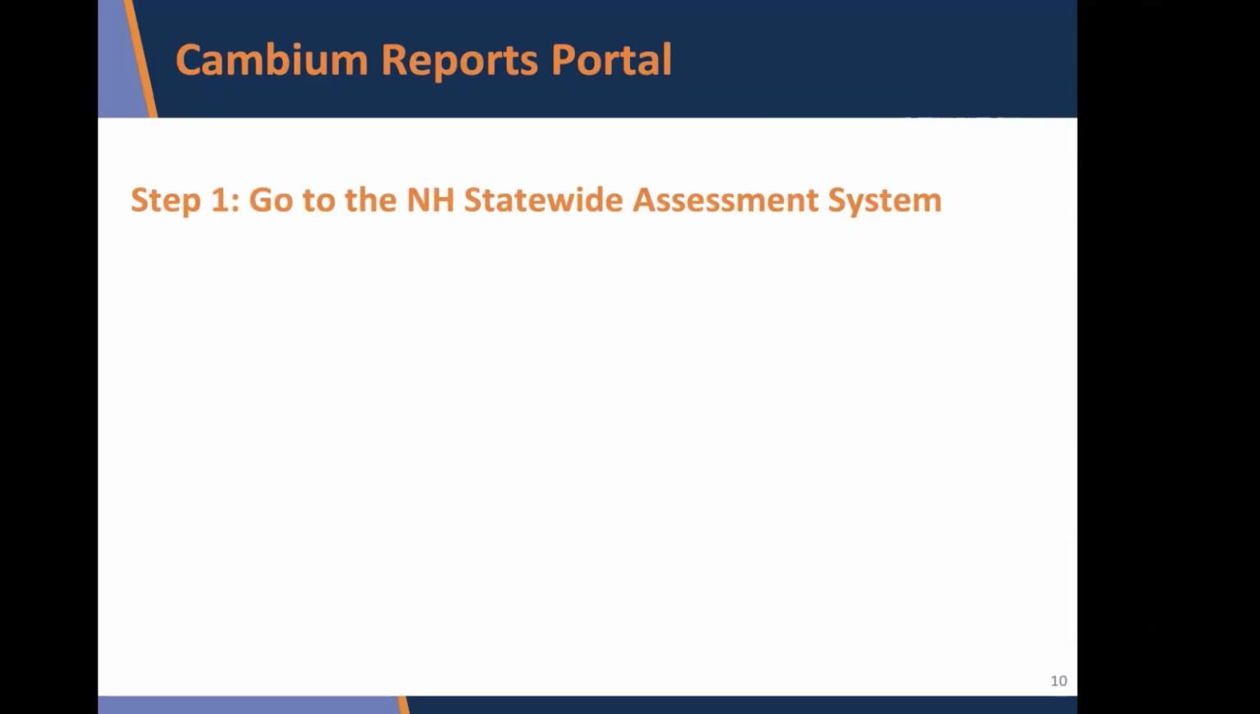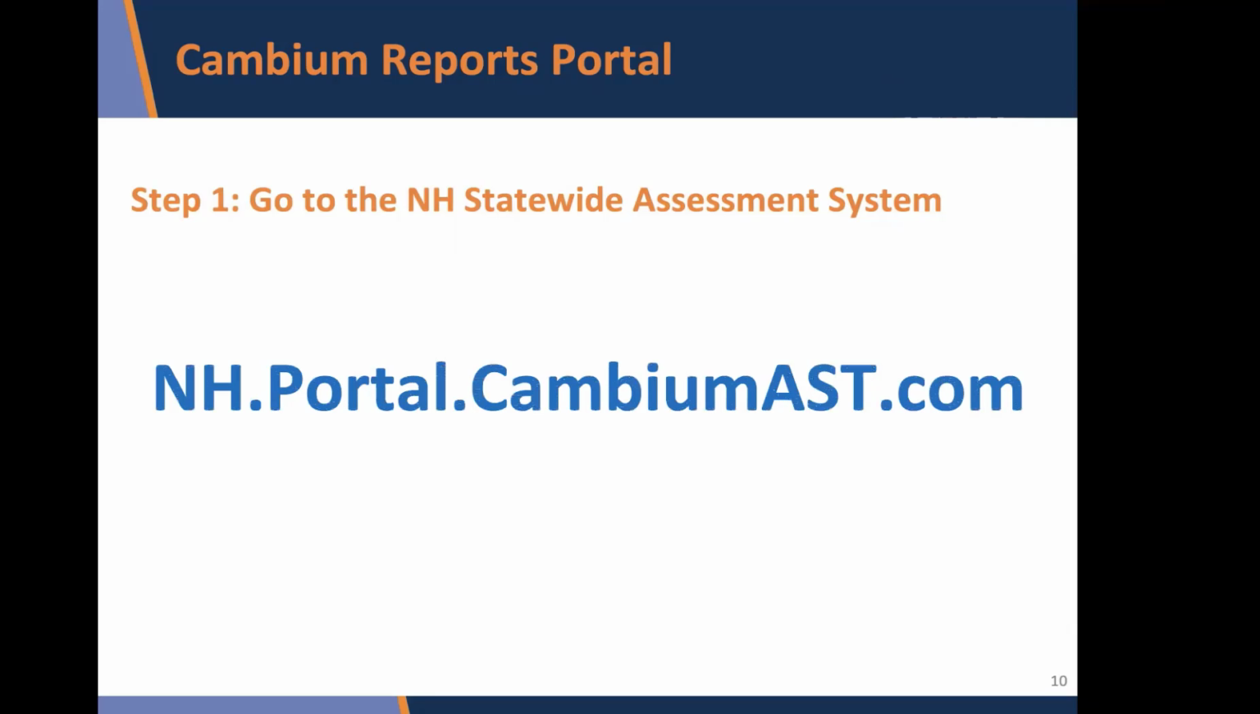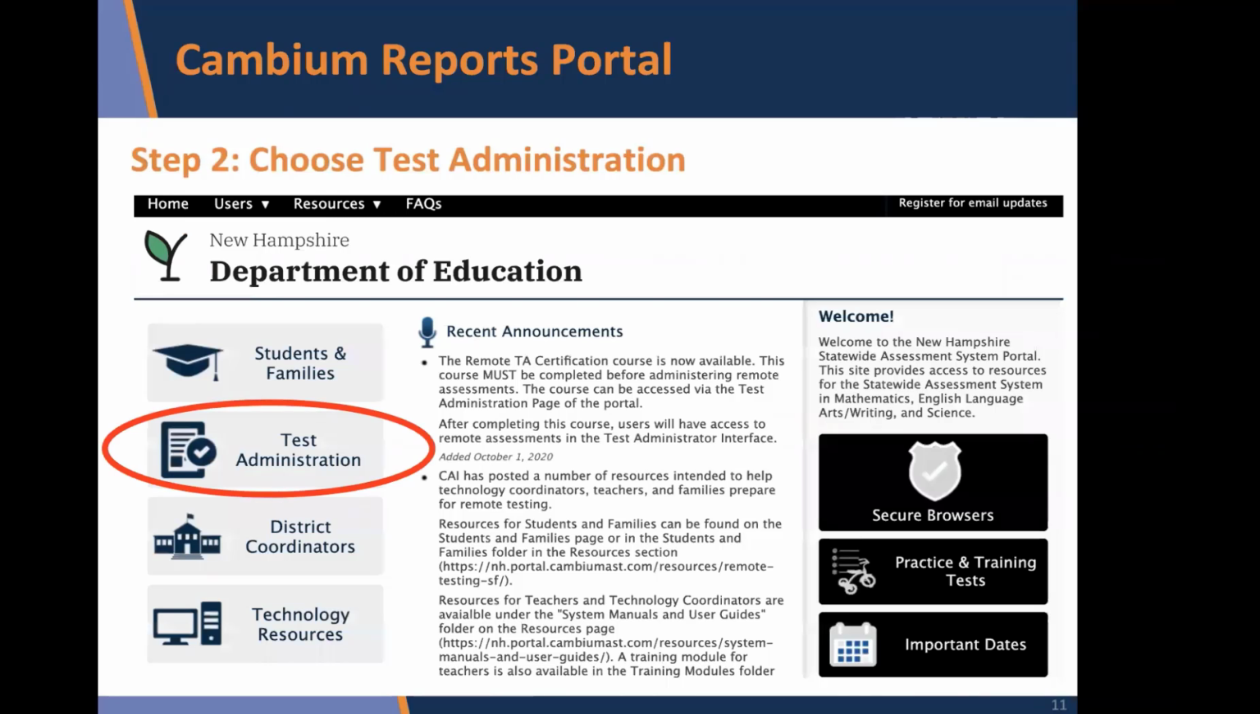So step one, getting into the portal, you are going to this particular link now. If you type in New Hampshire SAS, this is the first thing that pops up. It used to be newhampshire.portal.aras.org, but it's changed to Cambium because they are the ones that are in charge of the coding of the system at this point. Once you go in, you're going to choose test administration.